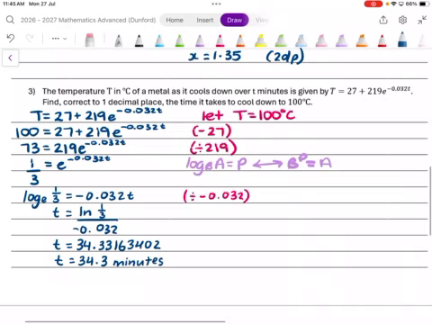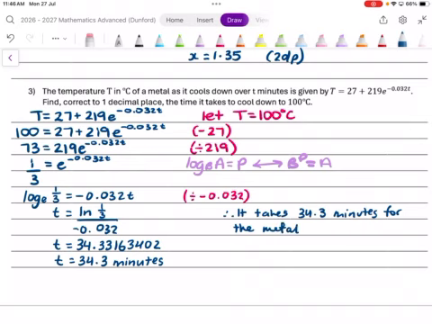Okay, and because we love a worded question, we should write our answer in words. Therefore, it takes 34.3 minutes for the metal to cool down to 100 degrees Celsius.